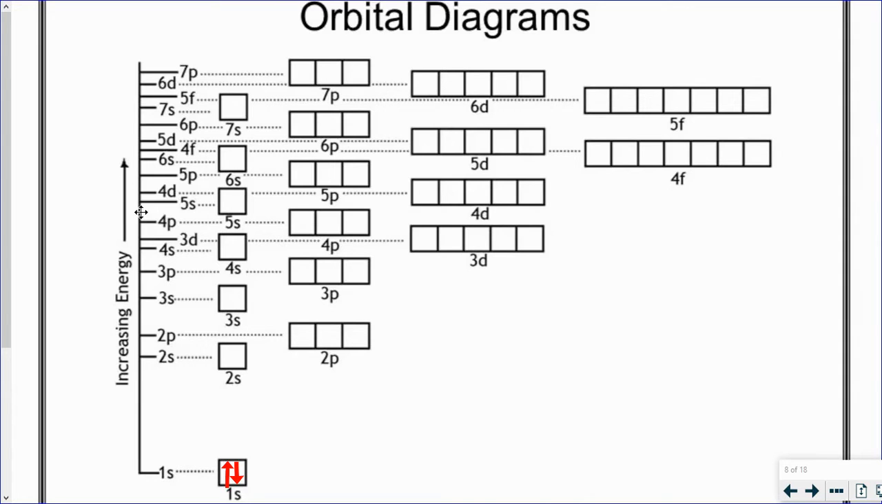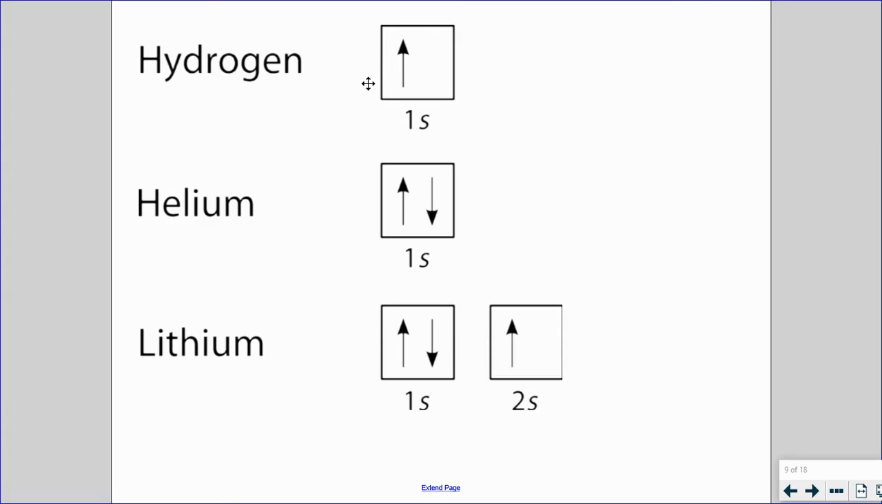Where else do we see overlaps? So hydrogen has only one electron. It would fall into the 1s orbital, and we would put an arrow pointing up. Helium has two electrons. We would put both of them into the 1s orbital. One of the arrows will point up, and the other arrow will point down to represent opposite spins.